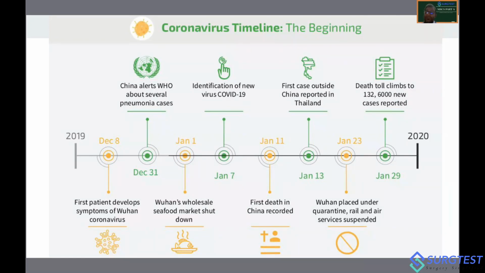On January 11th, the first death is recorded in China. The first death is recorded. It does not mean that the first death happened that time. The first recorded death. And on January 13th, the first case outside China was reported. January 23rd, Wuhan was placed under quarantine. So it's almost a 2-month delay between the first case and the time Wuhan was placed in quarantine. And slowly the cases spread throughout the world, and the toll keeps rising.